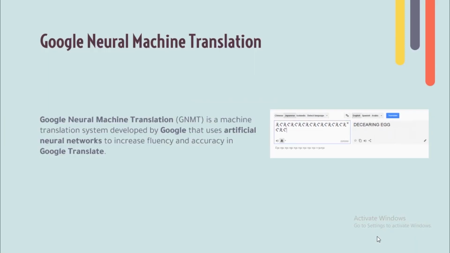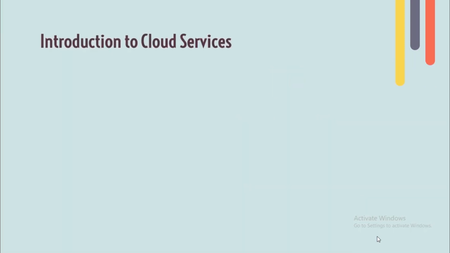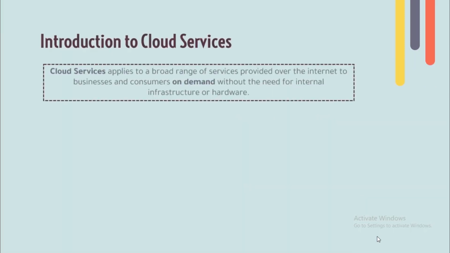Now further, let us understand about cloud services, Amazon Web Services, and AWS machine learning. Before moving to AWS, first we'll have an introduction to cloud services. Cloud services apply to a broad range of services provided over the internet to businesses and consumers on demand, without the need for internal infrastructure or hardware.